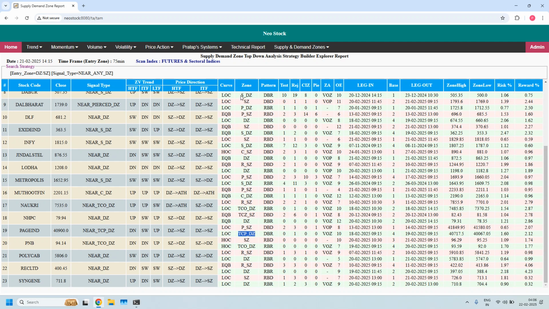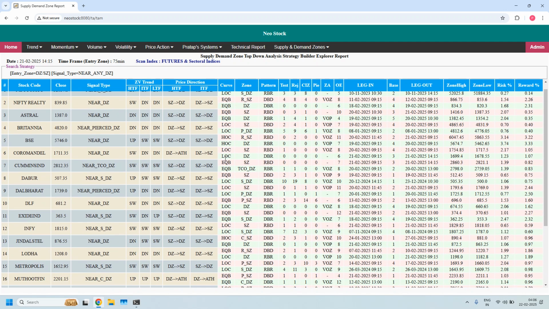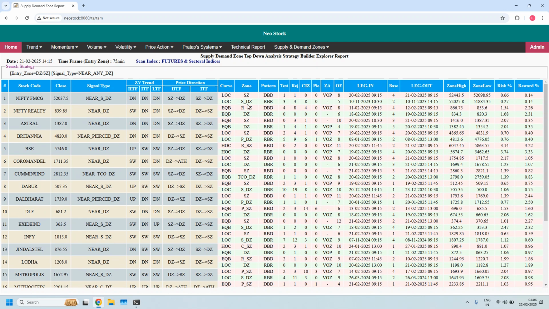Let me check. The first one is Dabur. Second one Exide Industries. Third one Infosys. Fourth one Metropolis. Fifth one Muthoot Finance. Sixth one Page Industries. So got 6 only, not 7. This is not valid.